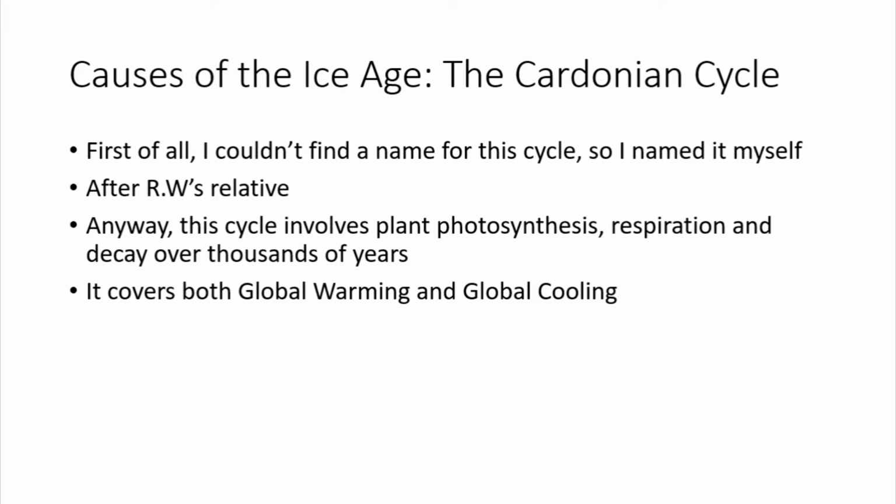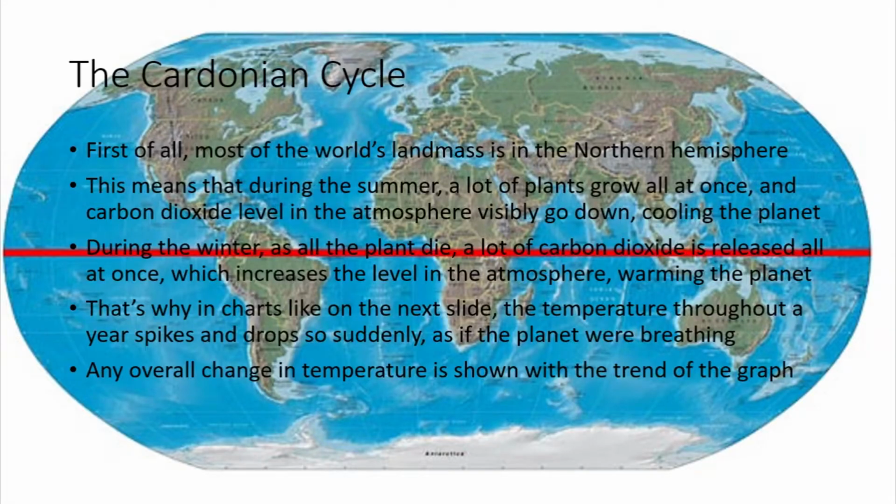This cycle involves plant photosynthesis, respiration, and decay over thousands of years, and it covers both global warming and global cooling. And yes, I came up with this cycle myself, and there may be a few little errors with it, but it mainly does explain what happens to the plant life on the planet during and outside of the ice age periods. Most of the world's land masses are in the northern hemisphere, as you can see with the equator over here. This means that during the summer, a lot of plants grow all at once, and the carbon dioxide level in the atmosphere visibly goes down, cooling the planet.